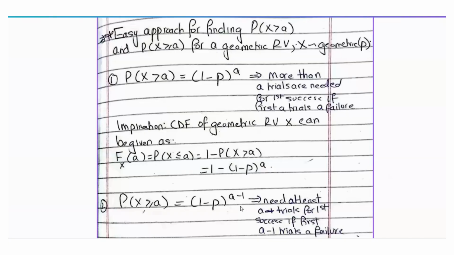Right, so for a geometric random variable, it's very easy to find probability x is greater than a and probability x is greater than or equal to a, because this means that more than a trials are needed for first success, so first a trials are a failure. So this is just the probability the first a trials were a failure, which is 1 minus p power a. This is the probability at least a trials are needed. So this means that the first a minus 1 trials are failure. So there's a difference here. The first a trials were a failure, here first a minus 1 trials are a failure. So this is the probability the first a minus 1 trials are failure, which is just 1 minus p power a minus 1.